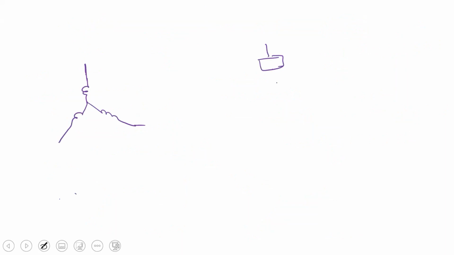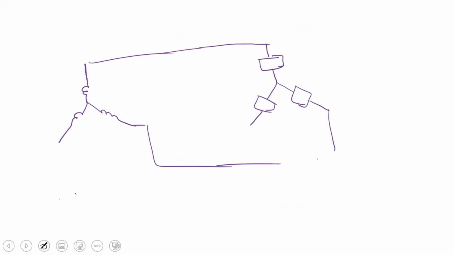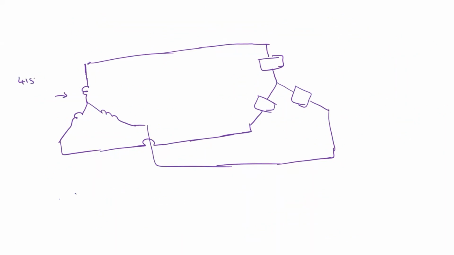Right. So next thing is, let us assume that you have a three-phase system, a star connected system. Let us assume this is three-phase, 415 volts, 50 Hz, star connected.